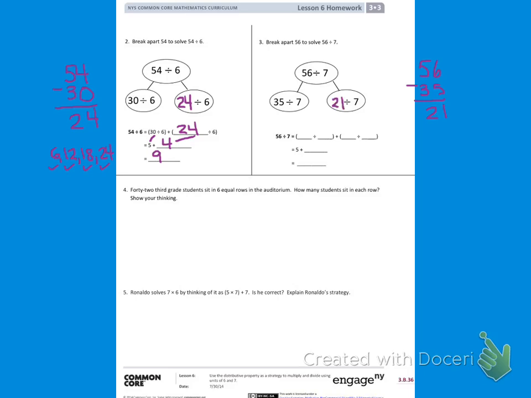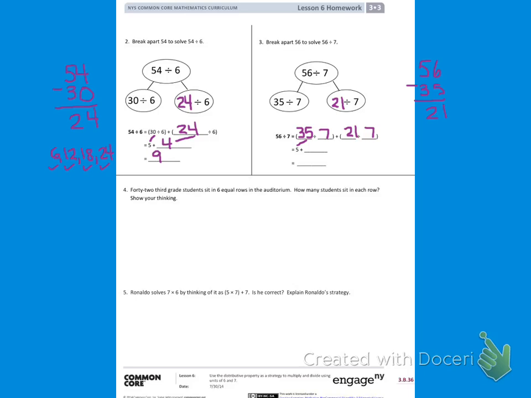So we have to take 21 divided by 7. Let's fill in the parentheses underneath. 56 divided by 7 equals, or is the same as, 35 divided by 7 plus 21 divided by 7. 35 divided by 7, we already said, is an easy fives fact. And that's where that 5 came from, that math problem.